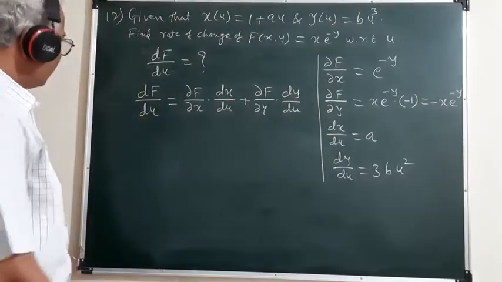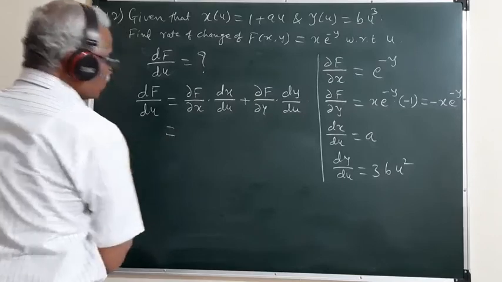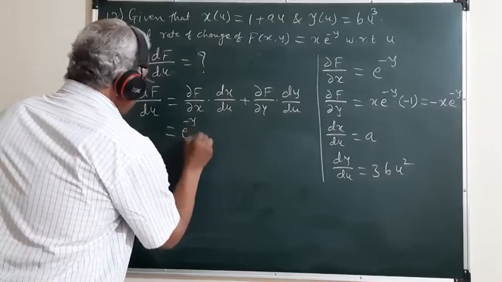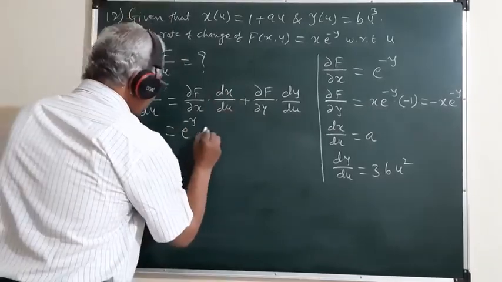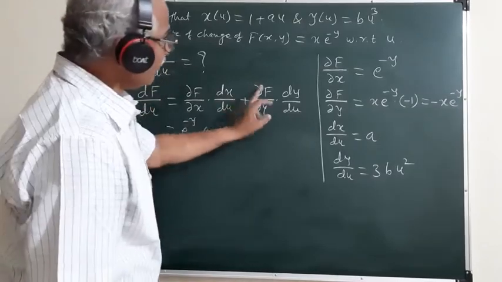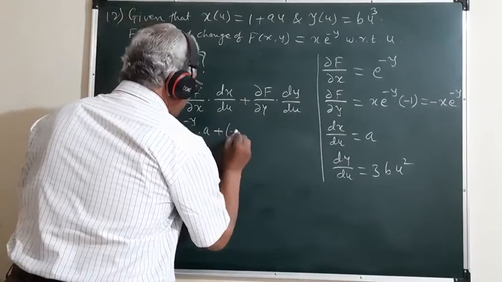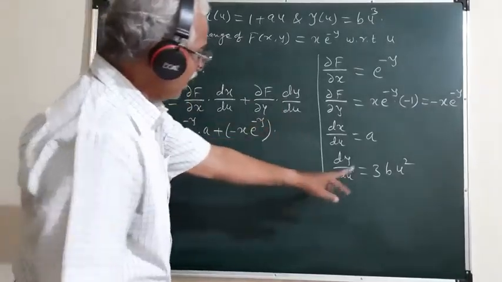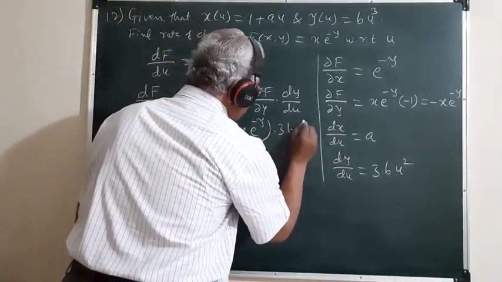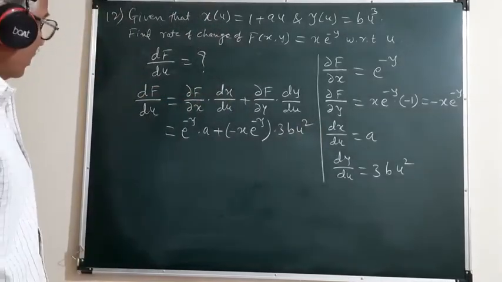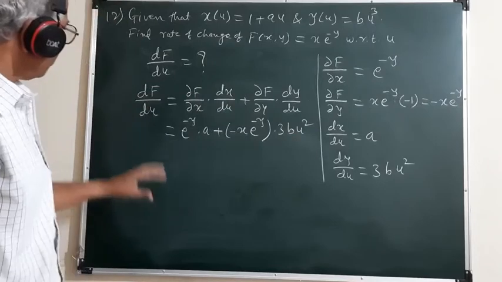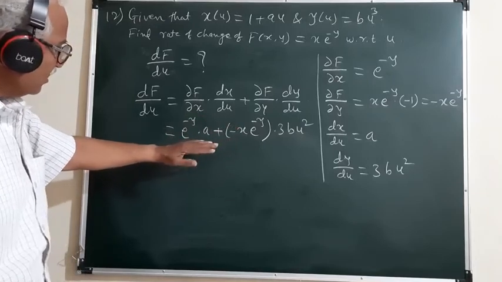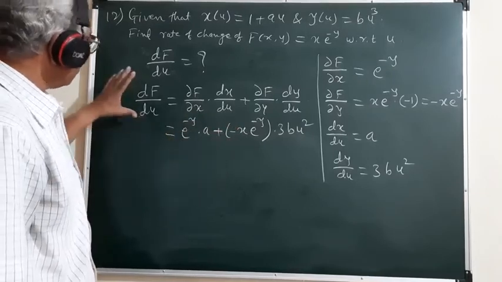In the expression for df by du, we get df by du equal to dou f by dou x, which is e raised to minus y, into dx by du, which is a, plus dou f by dou y, which is minus x e raised to minus y, into dy by du, which is 3bu square. Now, this is not yet the complete expression for df by du.